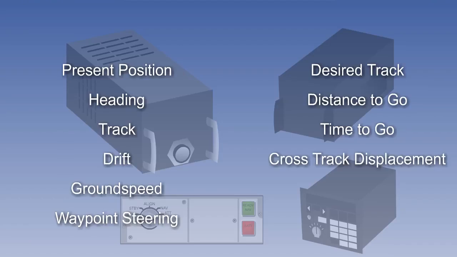And it offers two other facilities, again, both associated with the desired track between two selected waypoints. The first is called cross-track displacement, and the second is track error angle. We'll explain these.